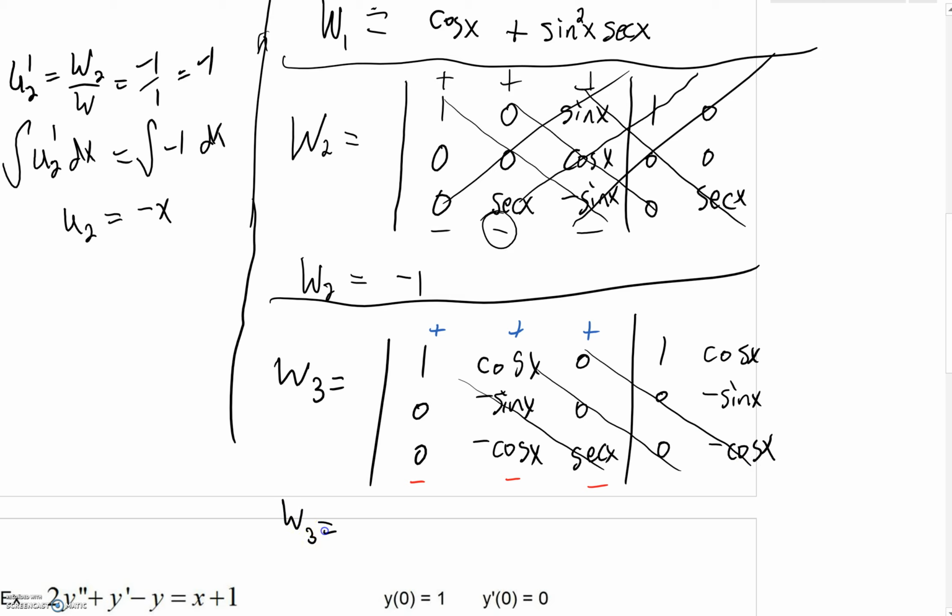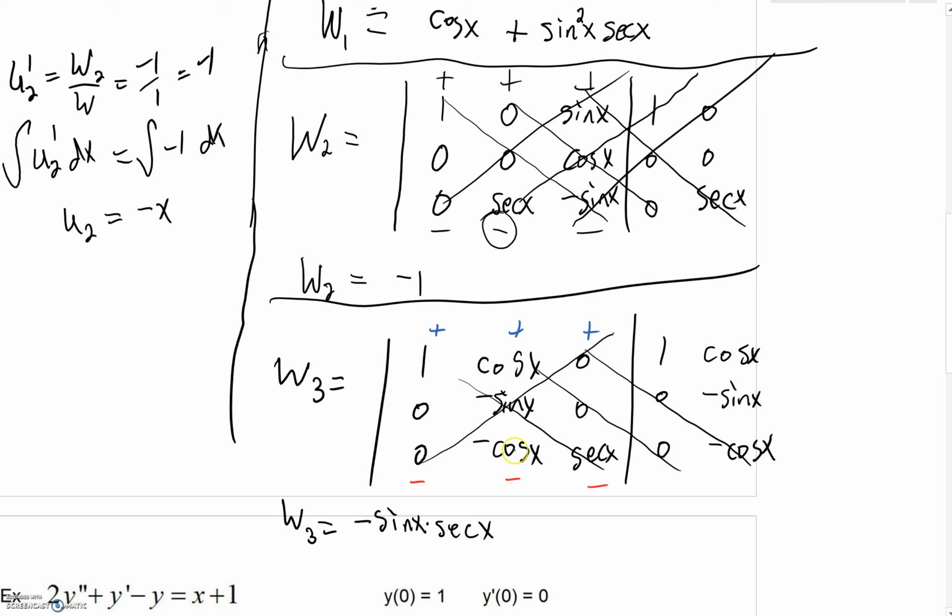So W sub 3, looking at the top, this is positive. You'd have negative sign times secant. And then take a look at the bottom. Every diagonal here has a 0 in it. It multiplies to 0. So that's your W sub 3. Now, by the way, secant, of course, is 1 over cosine. So honestly, this is just negative tangent.